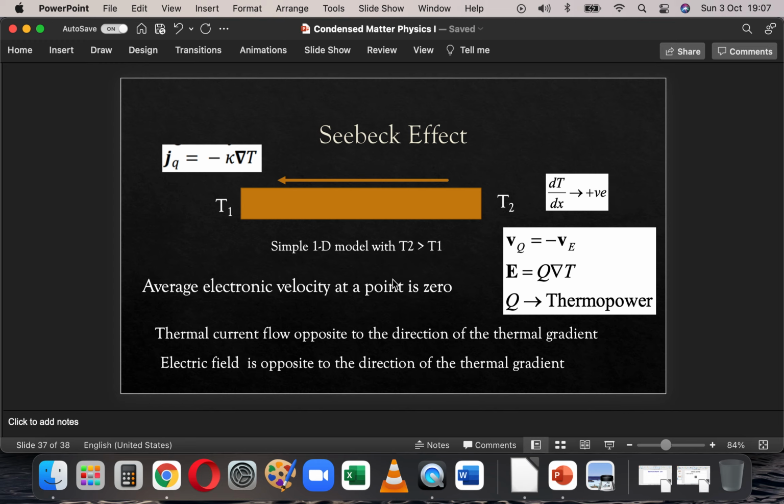So now we will talk about the Seebeck effect, which is a consequence of thermal conduction, in the next class.